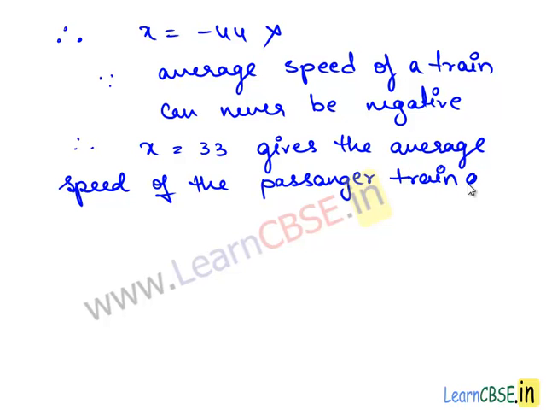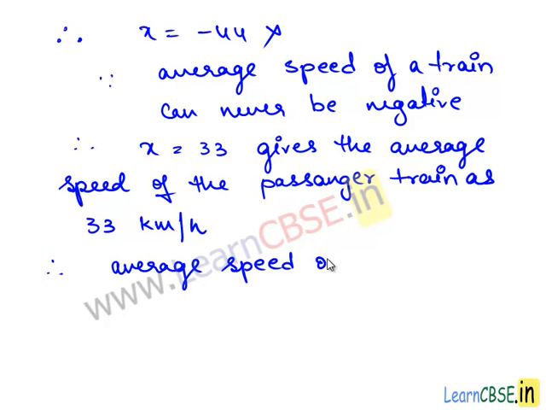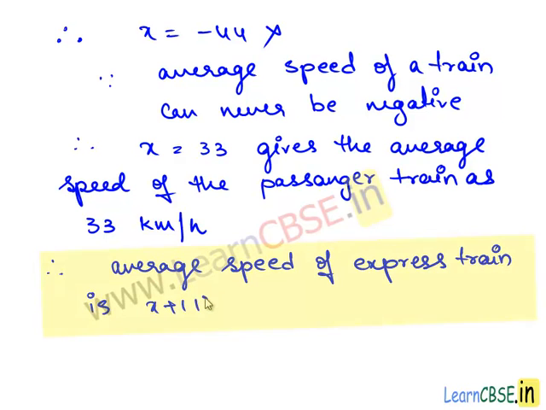as 33 kilometers per hour. Therefore, the average speed of the express train is x plus 11 kilometers per hour, which is equal to 33 plus 11, that is 44 kilometers per hour.